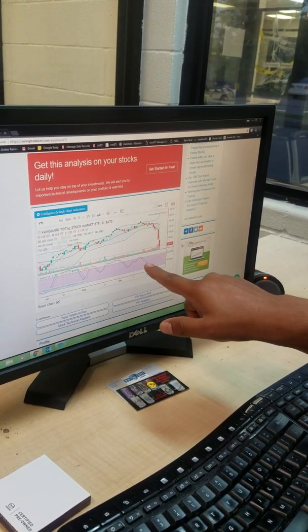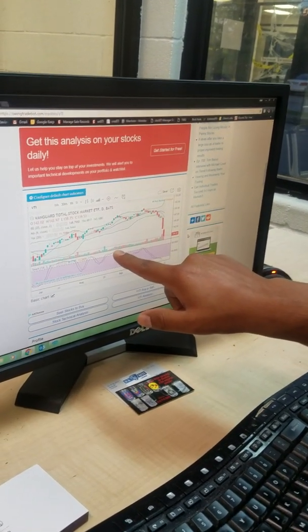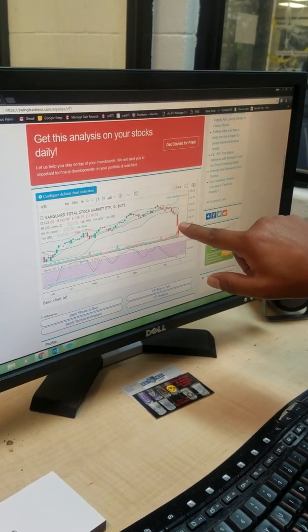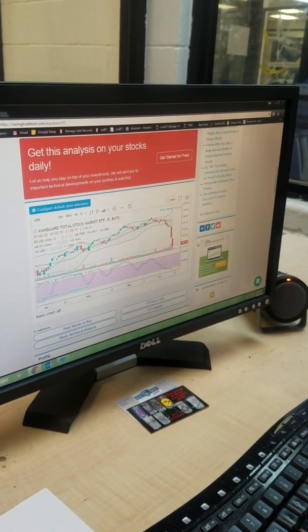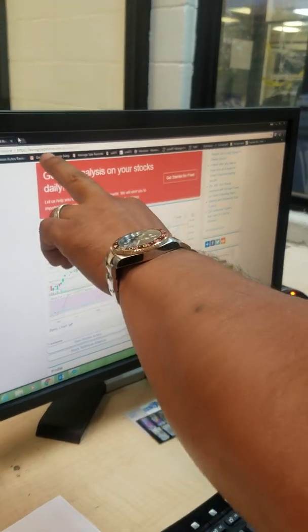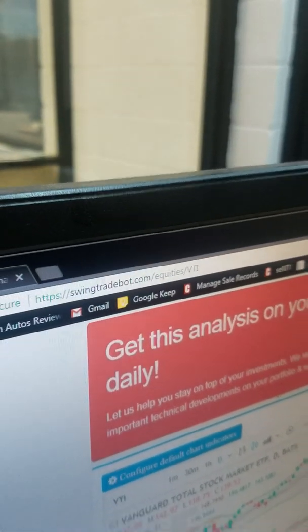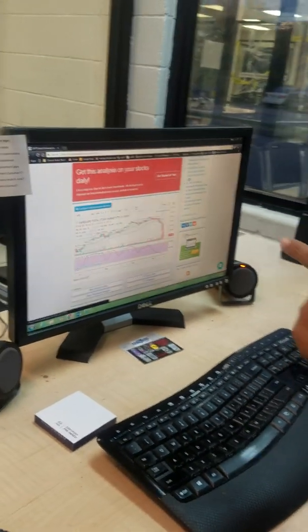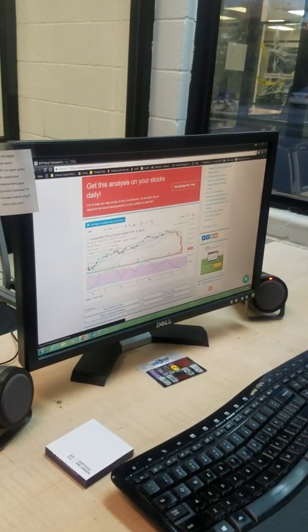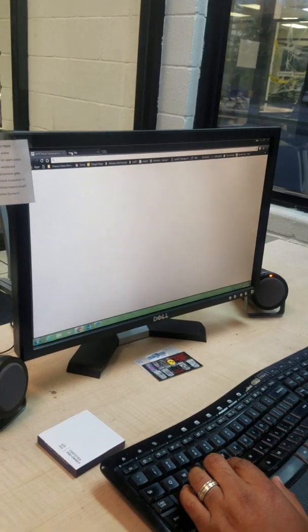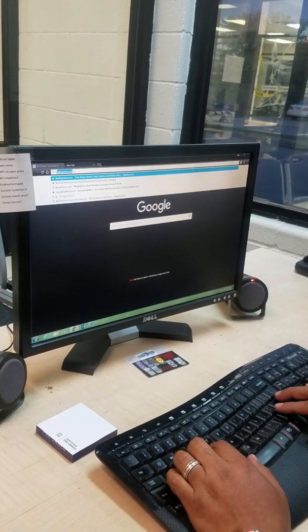So this is called overselling, and this is called overbuying. What I would do is wait until this comes up, right? Okay. So this is called Swing Trade Bot, and then I do TradingView.